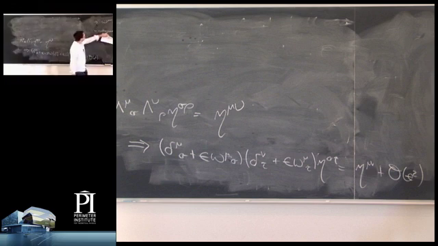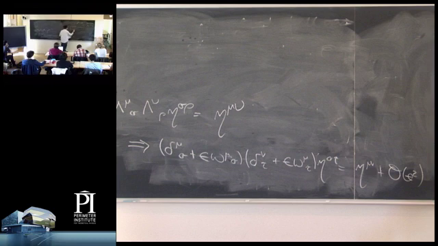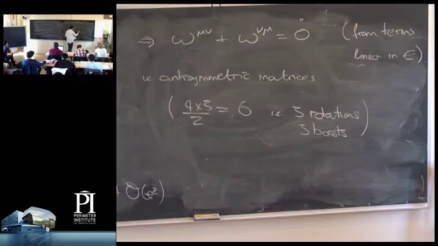Okay, so what we want for infinitesimal Lorentz transformations are antisymmetric matrices. These are 4 by 4 matrices. How many antisymmetric matrices are there? Well, there's 4 times 3 divided by 2, which is 6 possible matrices. And this is exactly what we wanted because the Lorentz transformations consist of 3 rotations and 3 boosts.